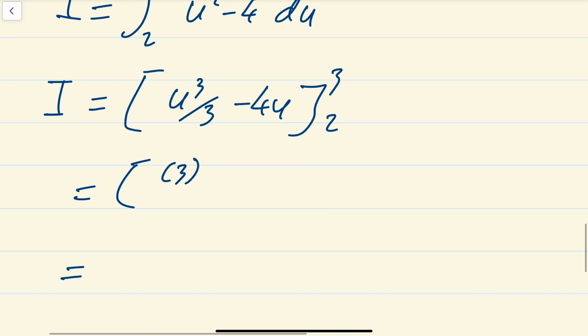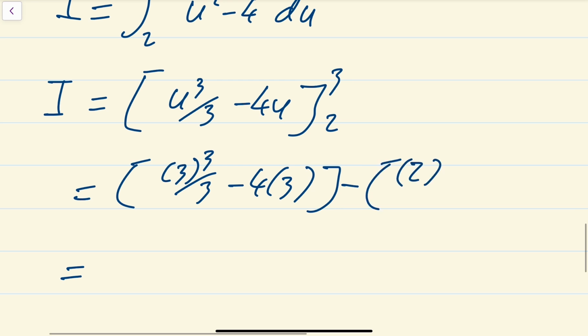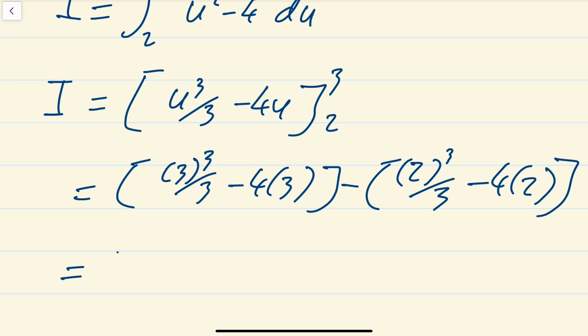So it's going to be 3 cubed over 3 minus 4 times 3, minus 2 cubed over 3 minus 4 times 2. And if you fire that into your calculator, you should get 2 and 1/3. And that is it, done.